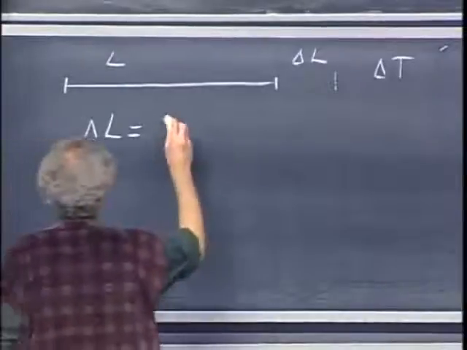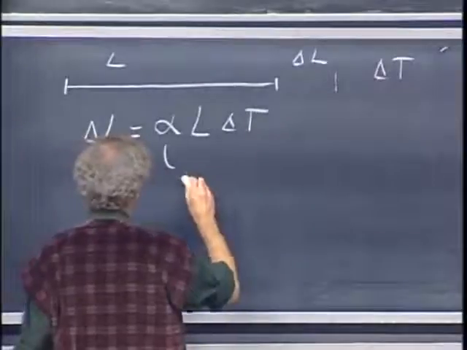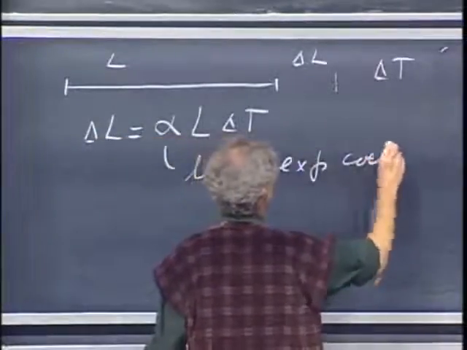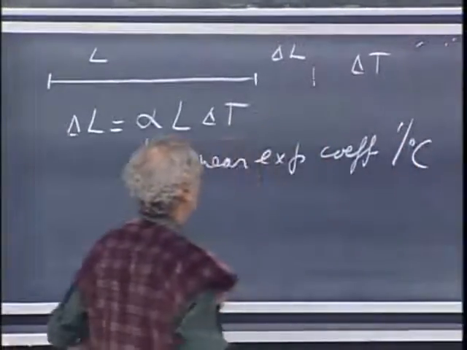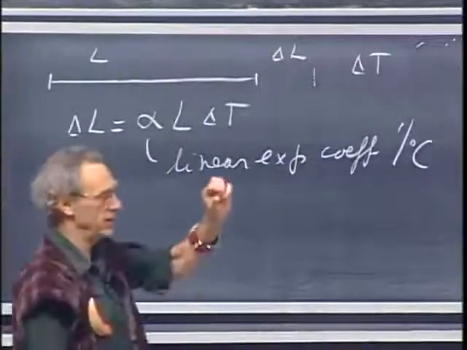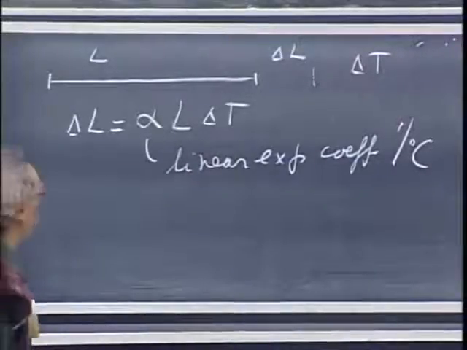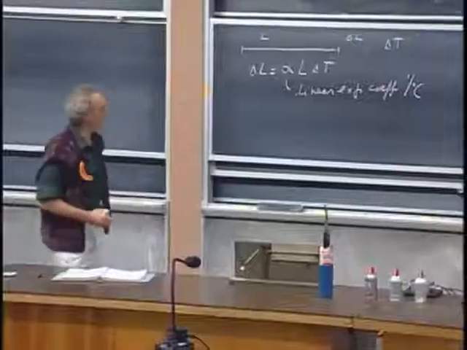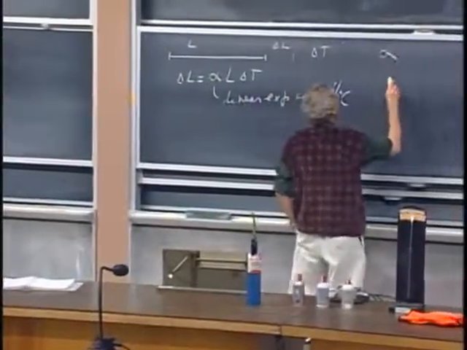It is alpha times L times delta T, and alpha is called the linear expansion coefficient. And the units are 1 over degree centigrade, or 1 over degree Kelvin, which is the same, because it's the increments that matter. The various values for alpha differ a great deal. I'll give you some values for alpha.